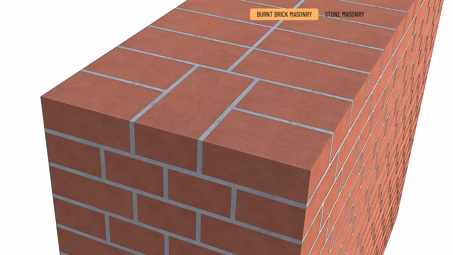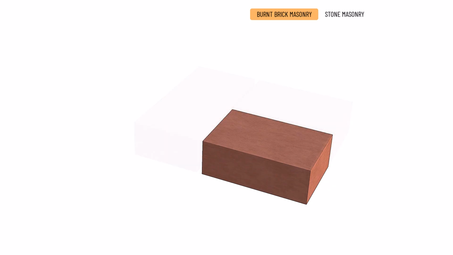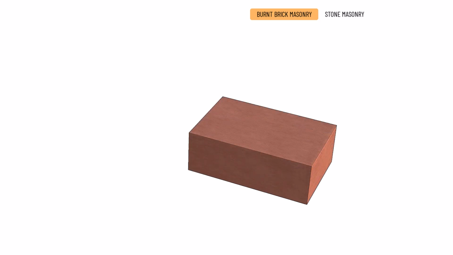The different standard sizes were all based on the same formula. The length of a brick is twice its width plus the size of the joint. For example, a small brick measures 25 centimeters by 12 centimeters by 6.5 centimeters, while a large brick is 29 centimeters by 14 centimeters by 6.5 centimeters.